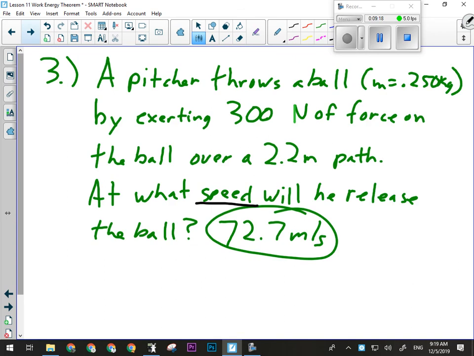So we got a pitcher that throws a ball. The mass of the ball is 0.250 kilograms. They exert 300 newtons worth of force on the ball over a 2.2 meter path. We're looking for the speed they will release the ball, or the thrown speed of the ball. What can we assume the initial speed of the ball is? 0. Okay, give you a little bit of time to work on that. We're going to leave here for mass in 3 minutes.